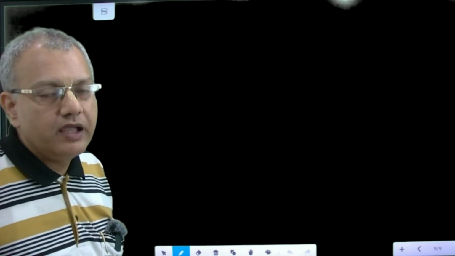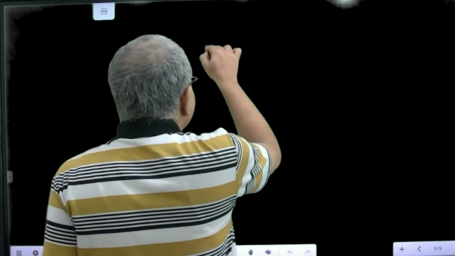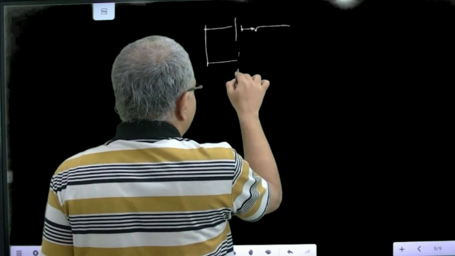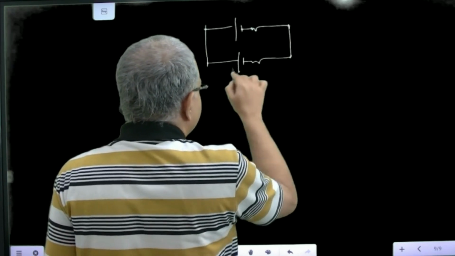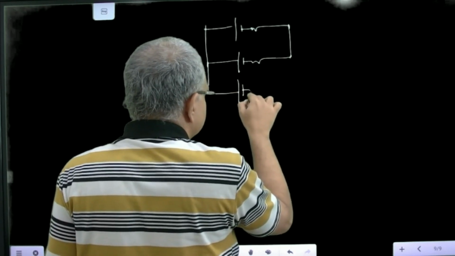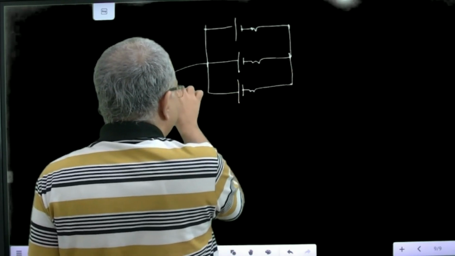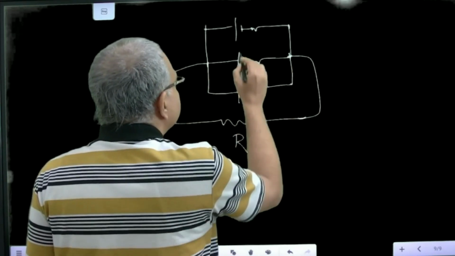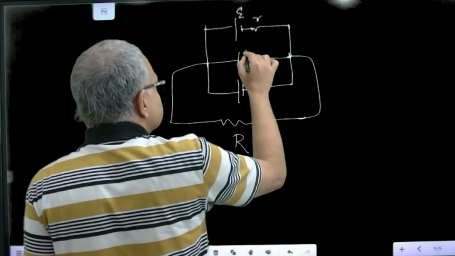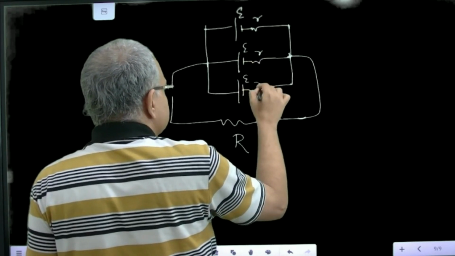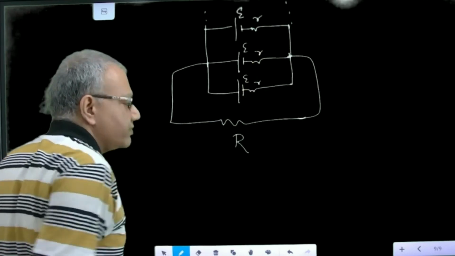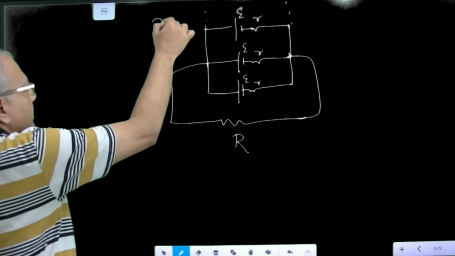Now see, if symmetrical cells, not like the previous one, I'm going to connect it parallelly. Parallelly, and just external resistance I'm going to connect, R. Each and every cell like this, and multiple EMF is there, dot dot dot, N EMF.